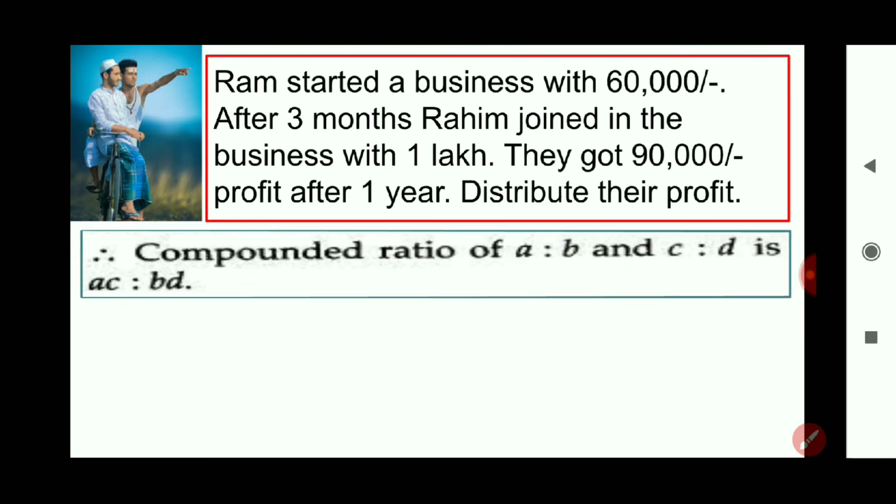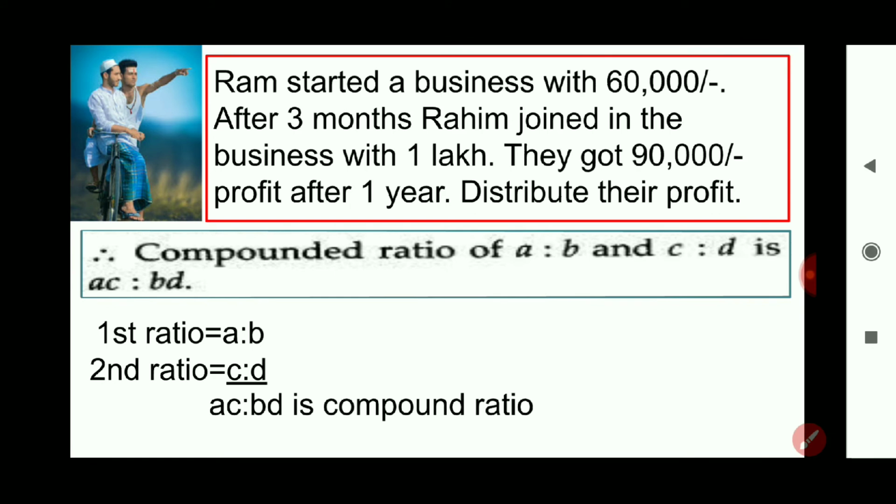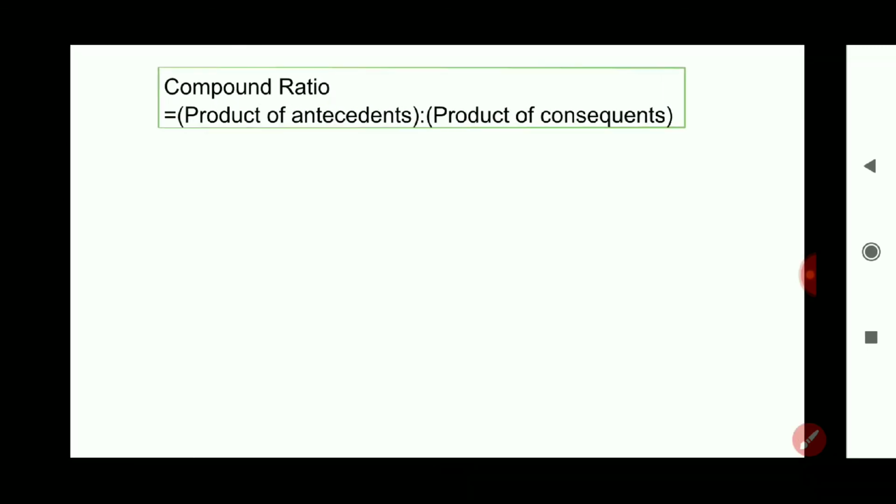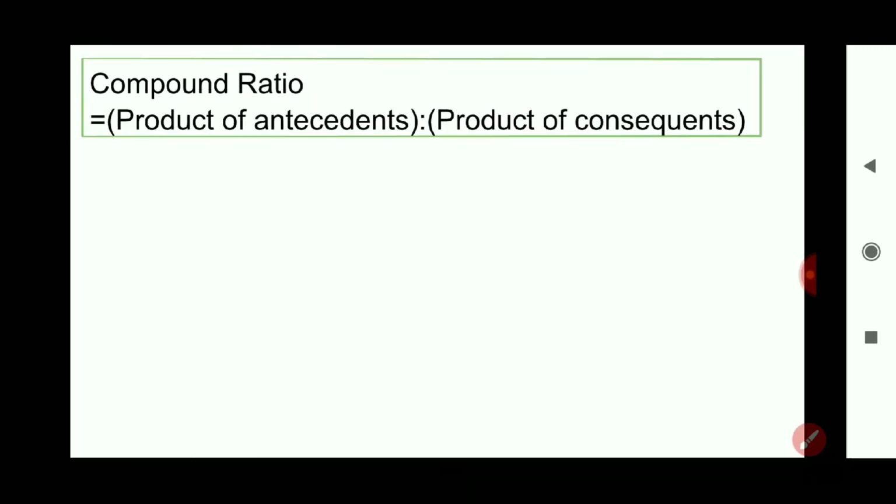Here we get compound ratio. What is compound ratio? Compound ratio of A is to B and C is to D is AC is to BD. Observe, first ratio is A is to B and second ratio is C is to D. Hence, compound ratio is AC is to BD. That means product of antecedents is to product of consequents. Compound ratio means product of antecedents is to product of consequents.